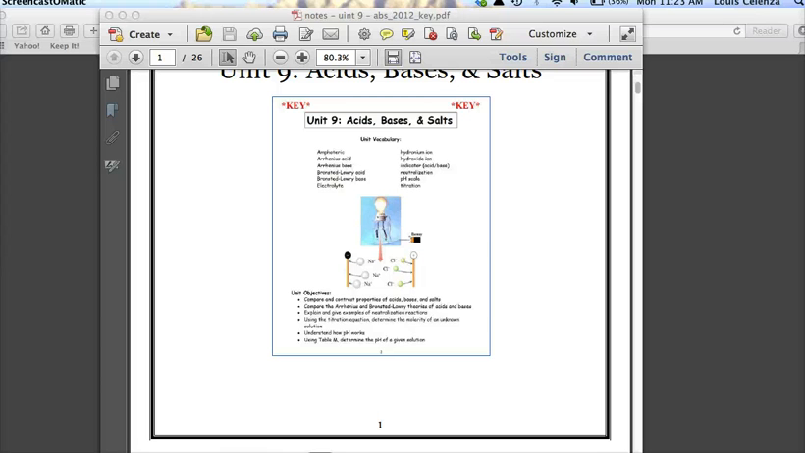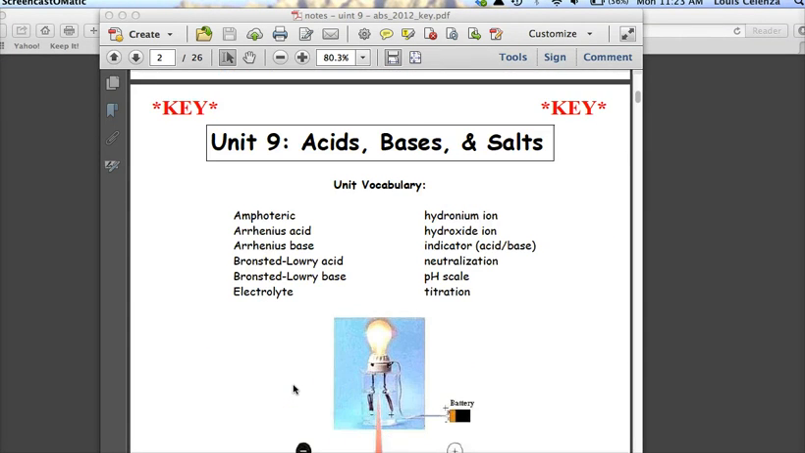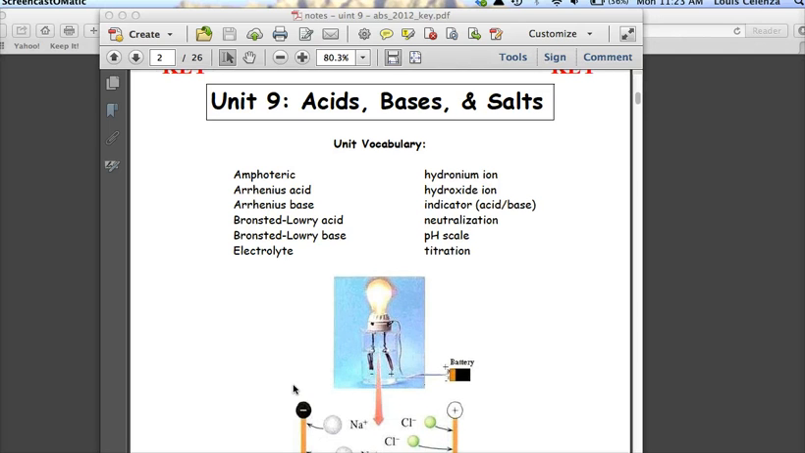Okay, so here we are with the beginning of Unit 9, which is entitled Acids, Bases, and Salts. Let me just quickly run through these vocabulary terms to show you. First of all, you don't really need to know the definition for amphoteric. It's something they don't ask about anymore on the Regents exam.